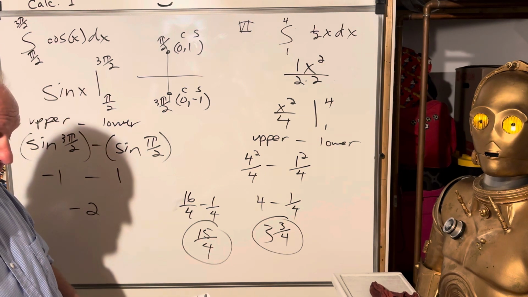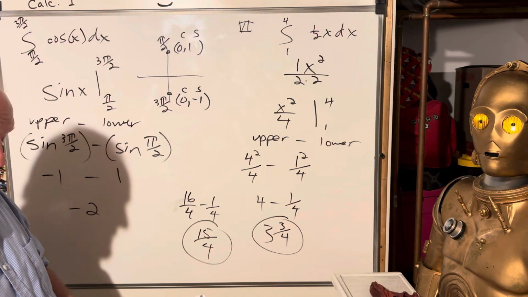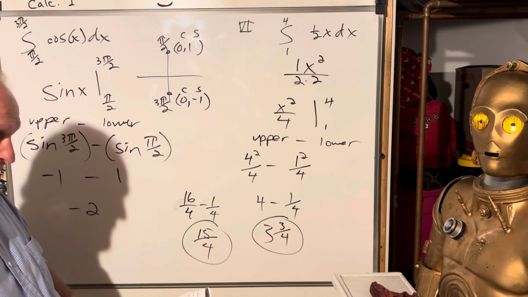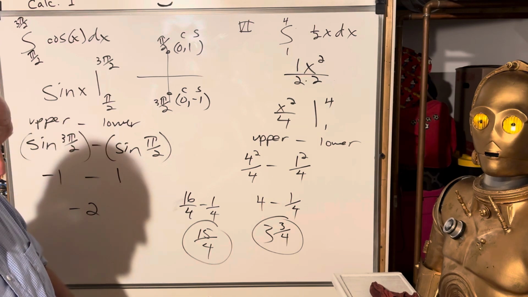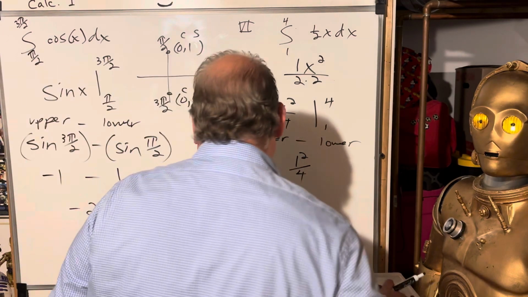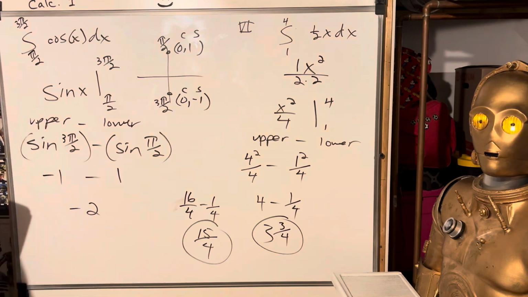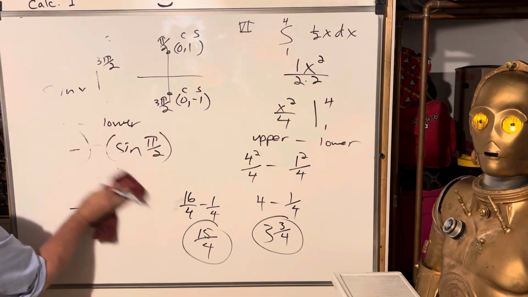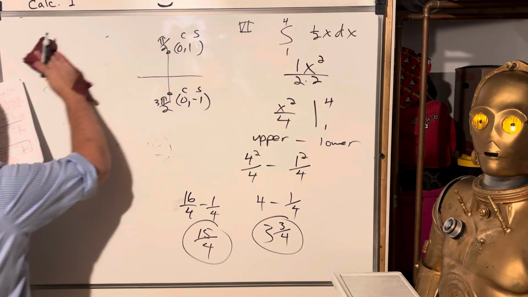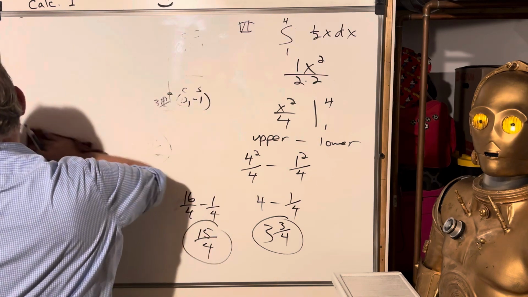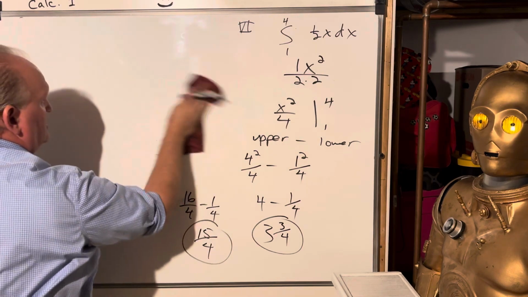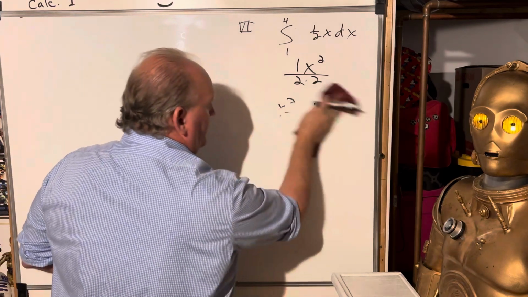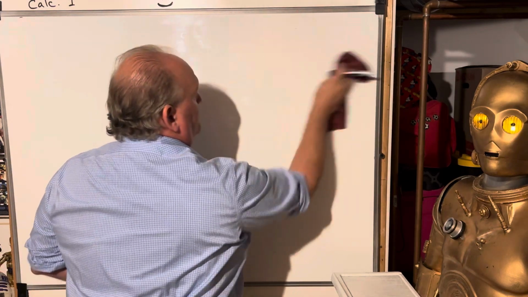Sketch the region whose area is represented by the definite integral, and find the area by evaluating the integral and by using geometry. Okay. So let's get rid of this and do this. Oh, twice. We get to do this twice. Oh, boy.